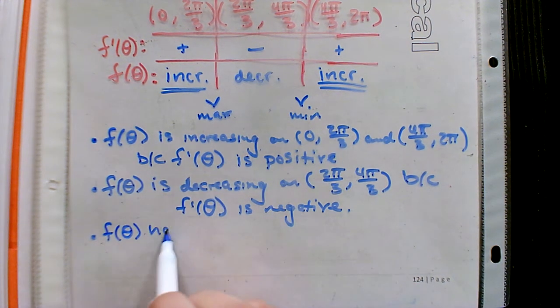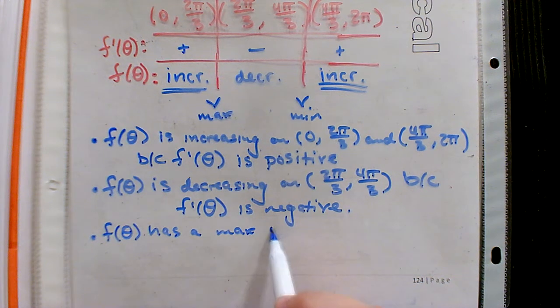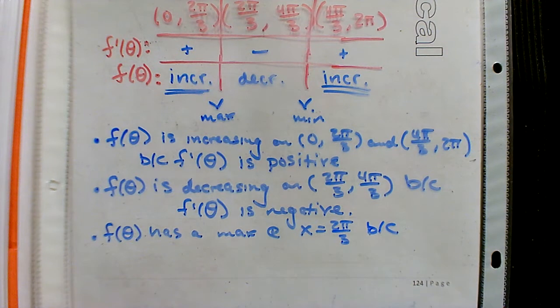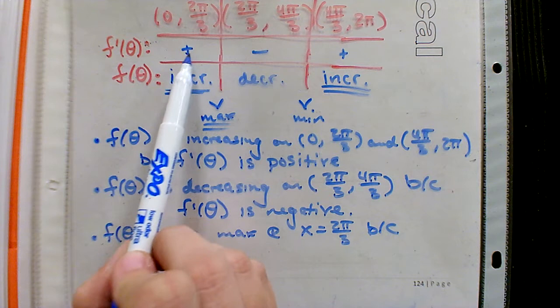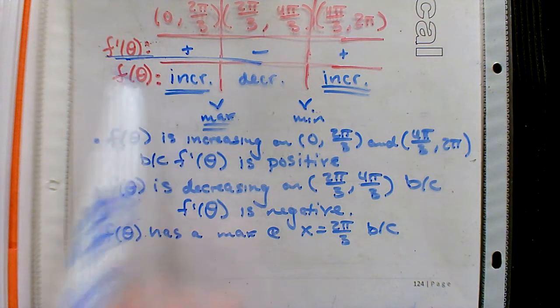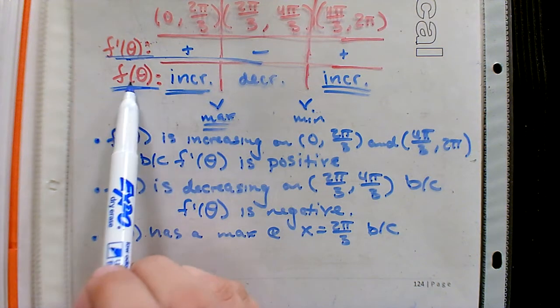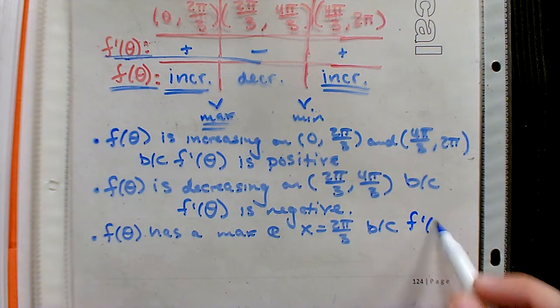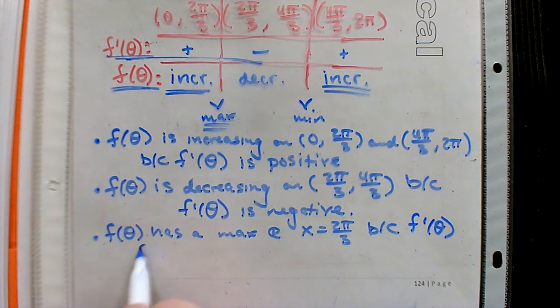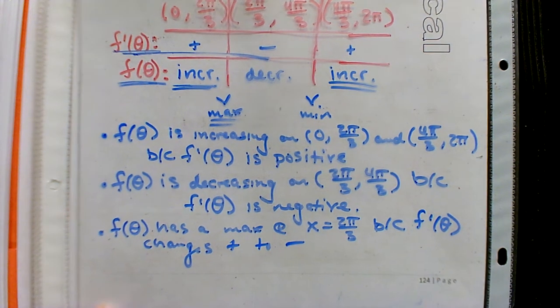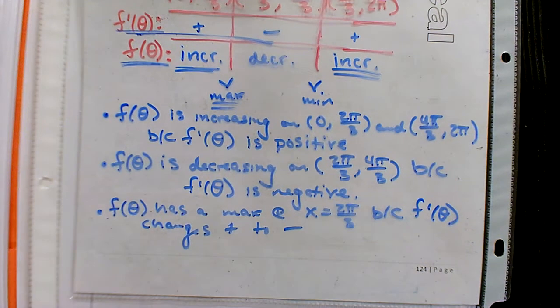We said f of theta has a max at the x value of 2 pi over 3 because, now Braden, I'm going to come back to you because you told us you have a max there. How did you know? F prime of theta goes from positive to negative. Okay, so you could use the derivative information: the derivative changes from positive to negative. You could use the original function information: f of theta changes from increasing to decreasing. It doesn't matter, they all mean the same thing. You just need to choose which one you want to label. Maybe the derivative changes positive to negative.